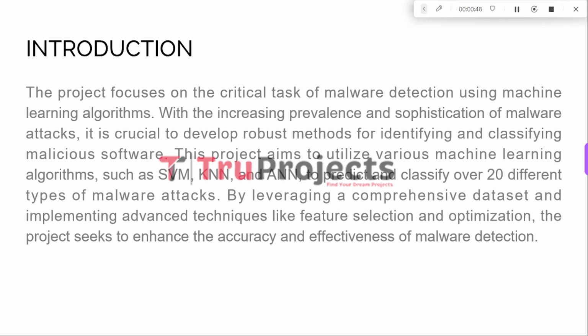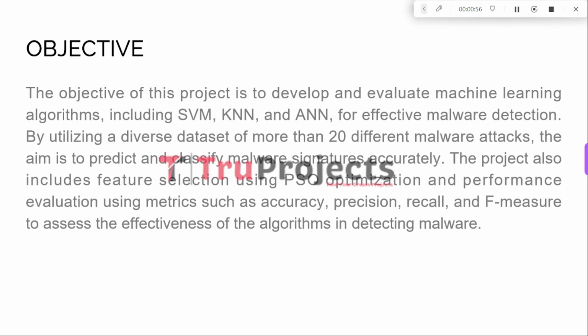By leveraging an extensive dataset and implementing advanced techniques like feature selection and optimization. The main goal of this project is to create and assess machine learning algorithms such as SVM, KNN and ANN to achieve efficient malware detection. By utilizing a varied dataset of different types of malware attacks, the objective is to accurately predict and classify the malware signatures. The project incorporates feature selection through PSO optimization and evaluates the performance of the algorithms using metrics like accuracy, precision, recall and F-measure.